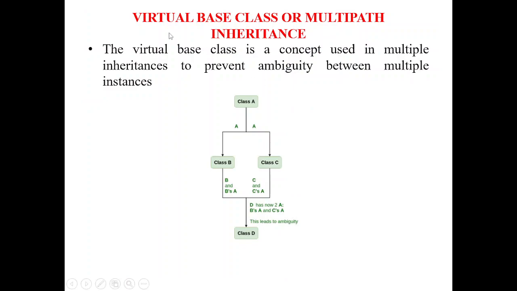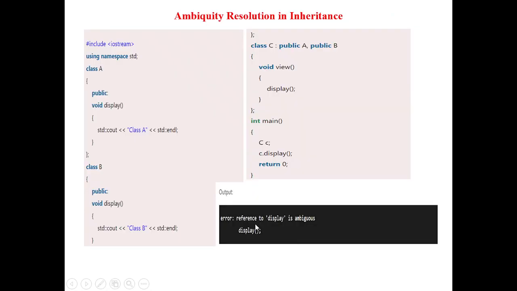Virtual base class or multipath inheritance. The virtual base class is a concept used in multiple inheritance to prevent ambiguity between multiple instances, right? We prevent ambiguity. Suppose B is inheriting from A, C is inheriting from A, and D inherits from B and C. So what D can do is it can directly inherit from A, right? So ambiguity resolution in inheritance.